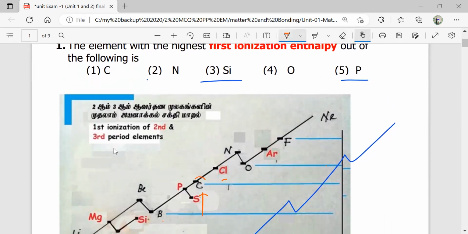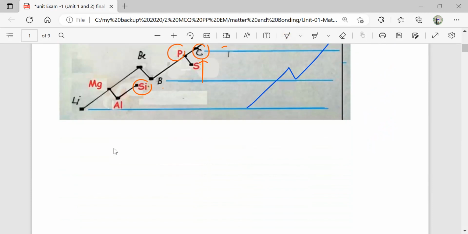Carbon is provided, nitrogen is provided, silicon is given in the options, oxygen is here, and phosphorus is also present, right? So the correct answer should be nitrogen. In this way you can find the answer. But this is the main work plan. Whenever they ask for first ionization energy, you need a graph which includes second and third period elements together. If you want this diagram, I can send it to you in the WhatsApp group. If you want anything, you can chat in the WhatsApp.